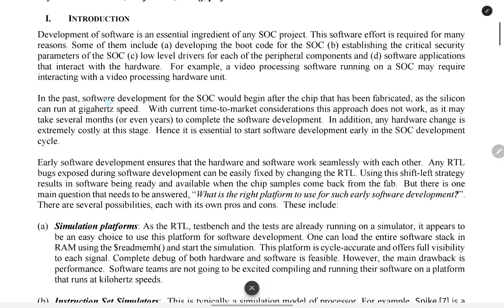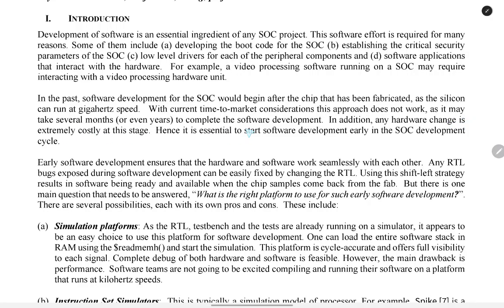In the past, software development for SoC would begin after the chip had been fabricated. As the silicon can run at gigahertz speed, but with current time to market considerations, this approach does not work, as it may take several months or even years to complete the software development. In addition, any hardware change is extremely costly at this stage.